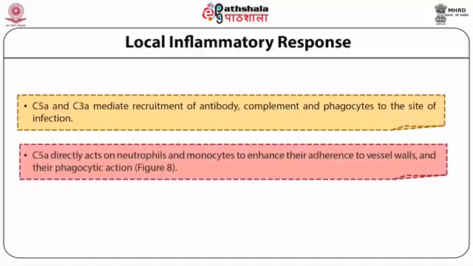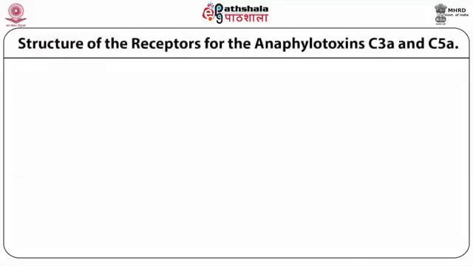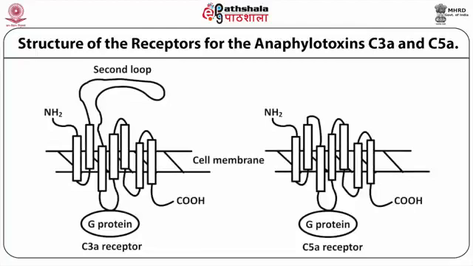C5a directly acts on neutrophils and monocytes to enhance their adherence to vessel cells and their phagocytic action. Because of the importance of anaphylatoxins physiologically, the structure of the receptors for the anaphylatoxins C3a and C5a have been studied in detail. The C termini of both C3a and C5a contain an arginine residue which is essential for their anaphylatoxin action.